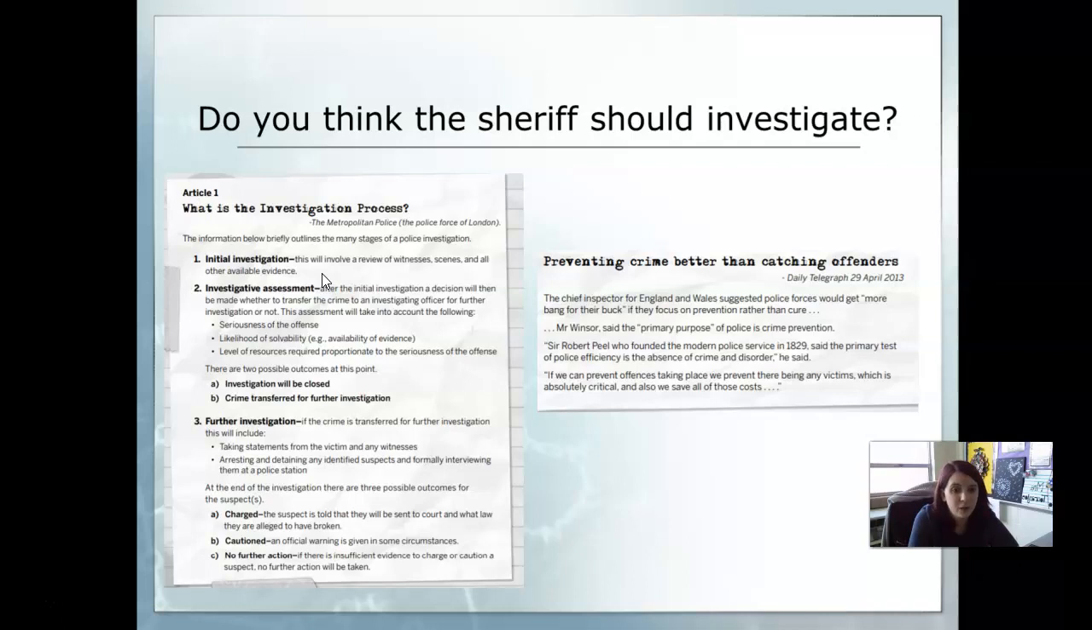Preventing crime better than catching offenders. The Chief Inspector of England and Wales suggested police forces would get more bang for their buck if they focus on prevention rather than cure. Mr. Windsor said the primary purpose of police is crime prevention. Sir Robert Peel, who founded the modern police service in 1829, said the primary test of police efficiency is the absence of crime and disorder, he said. If we can prevent offenses taking place, we prevent there being any victims, which is absolutely critical, and also we save all of those costs.